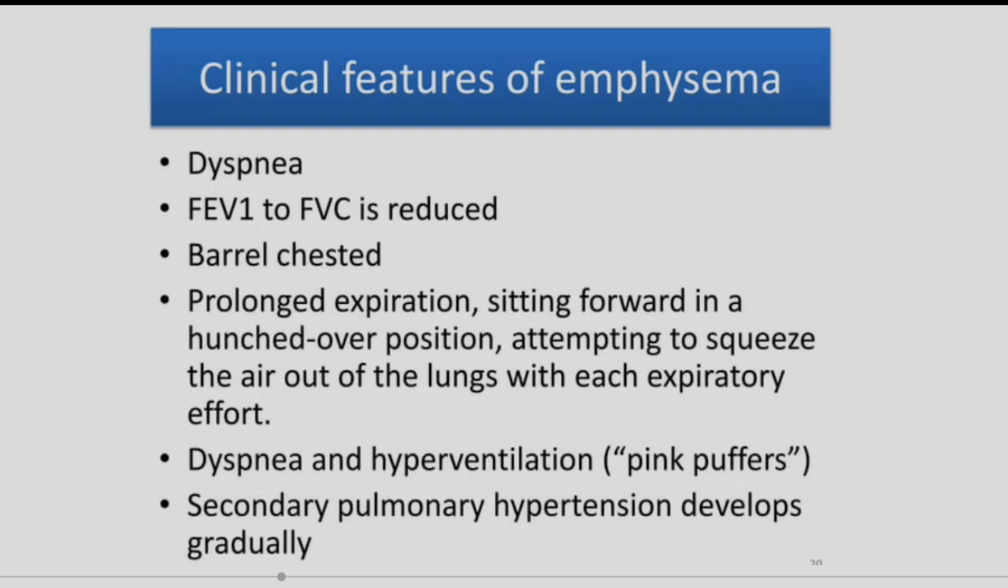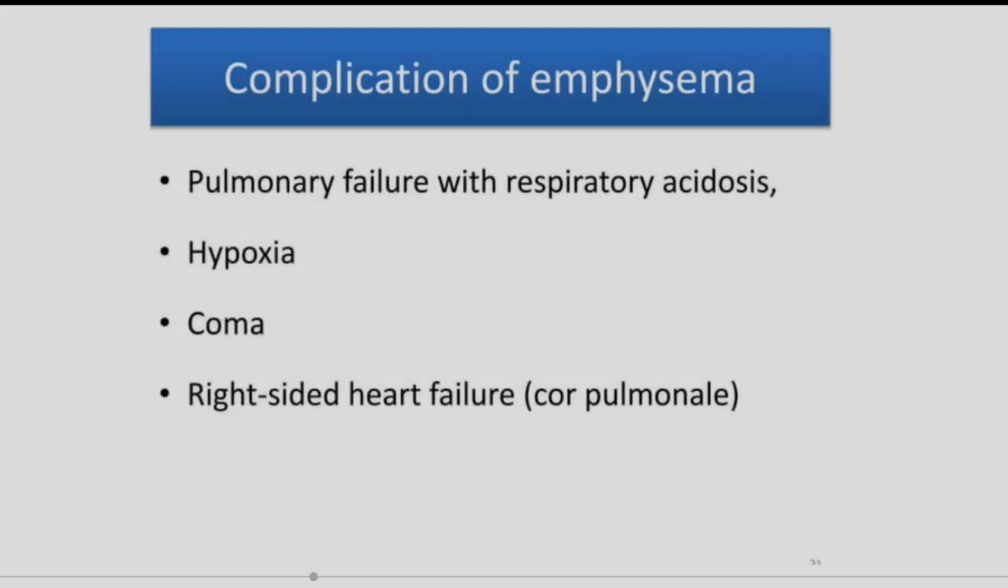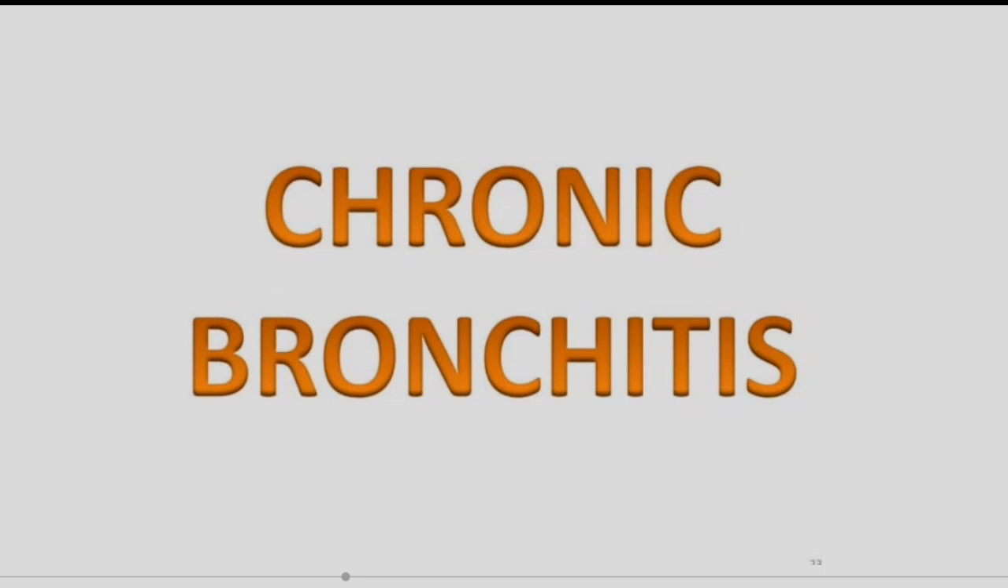Secondary pulmonary hypertension develops gradually. So that's the implication: if emphysema is not treated, then you get hypertension. And when you get hypertension, you are going to get cor pulmonale because of the failure of the right heart, because the lung is not functioning properly. Coma is also something you can experience as a complication of emphysema, as well as hypoxia, which is obvious, and pulmonary failure with respiratory acidosis.